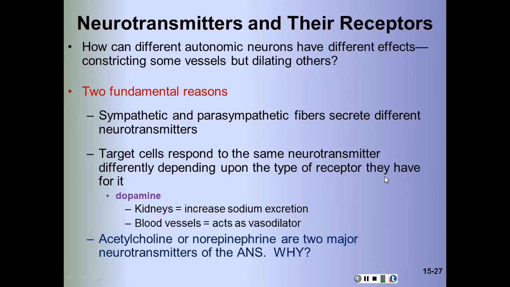Now, acetylcholine and norepinephrine are 2 major neurotransmitters of the ANS. And why is that? It's because they are secreted by all autonomic fibers.